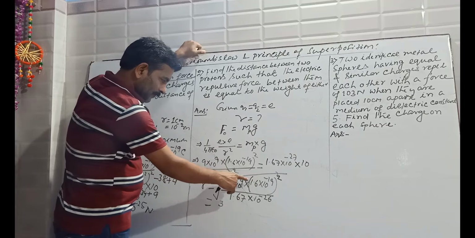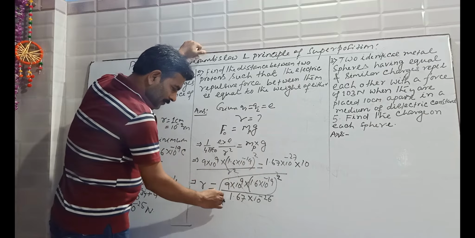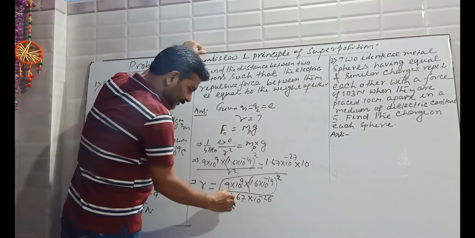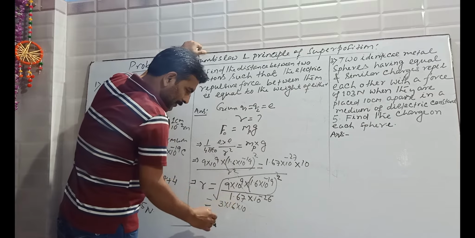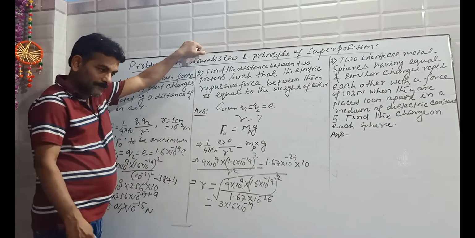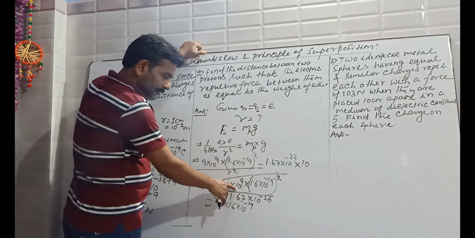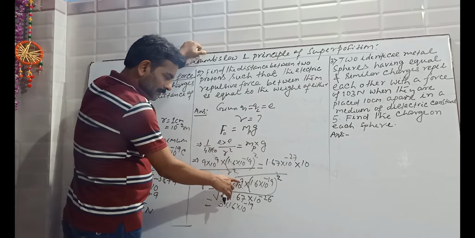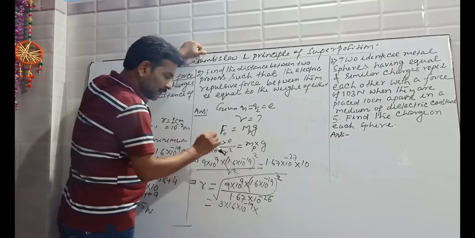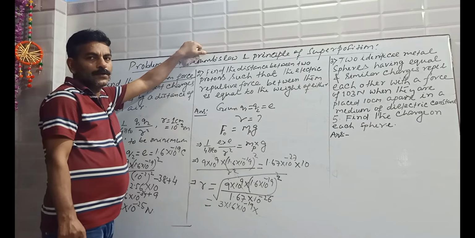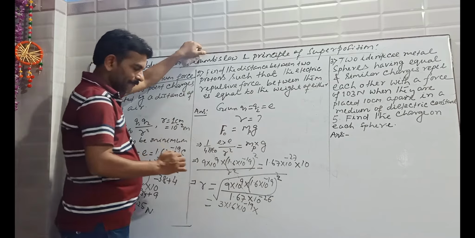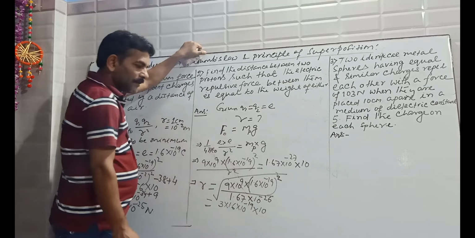Then 1.6 square, 1.6 into 10 to the power minus 19 square, out of root over, and 10 to the power what? 9. 10 to the power 9 is how much? If it is 10 to the power 8, 10 to the power 8 into 10.